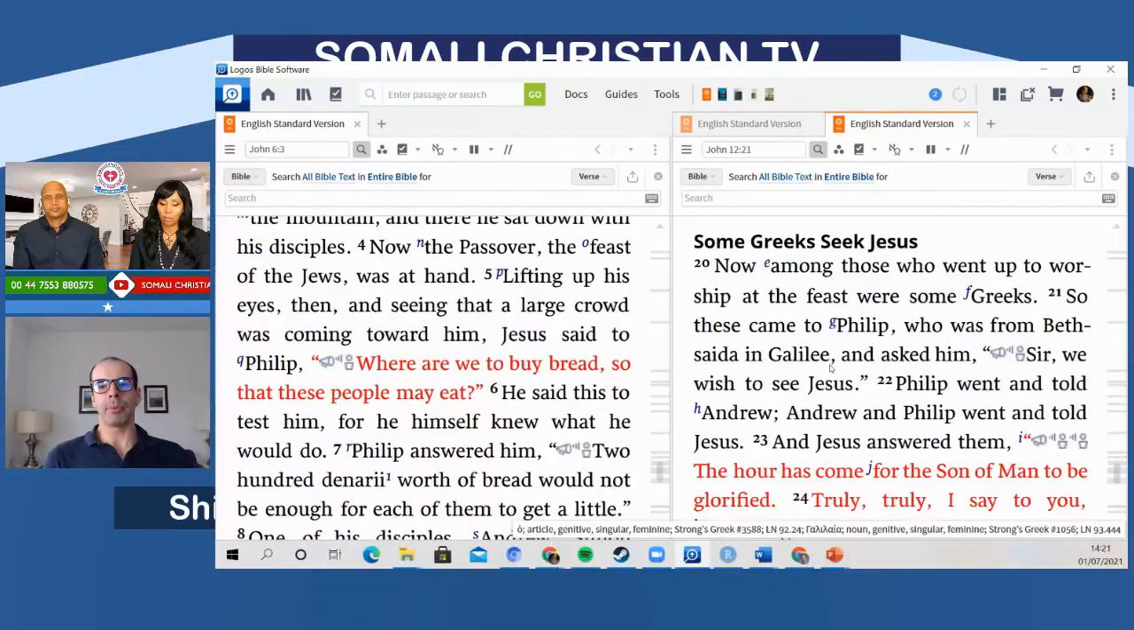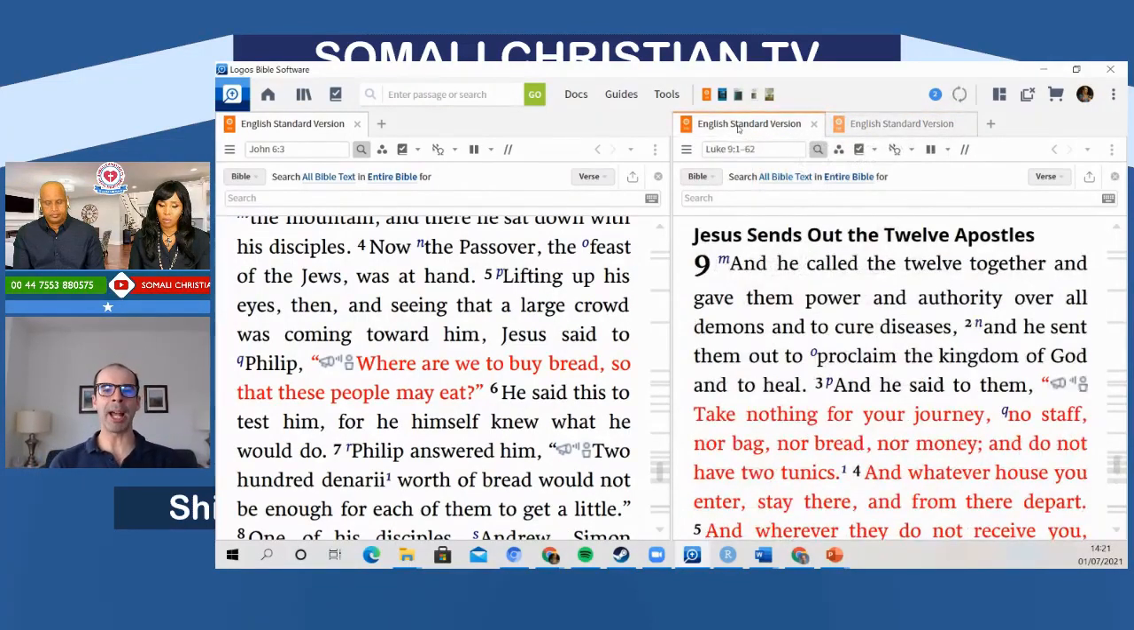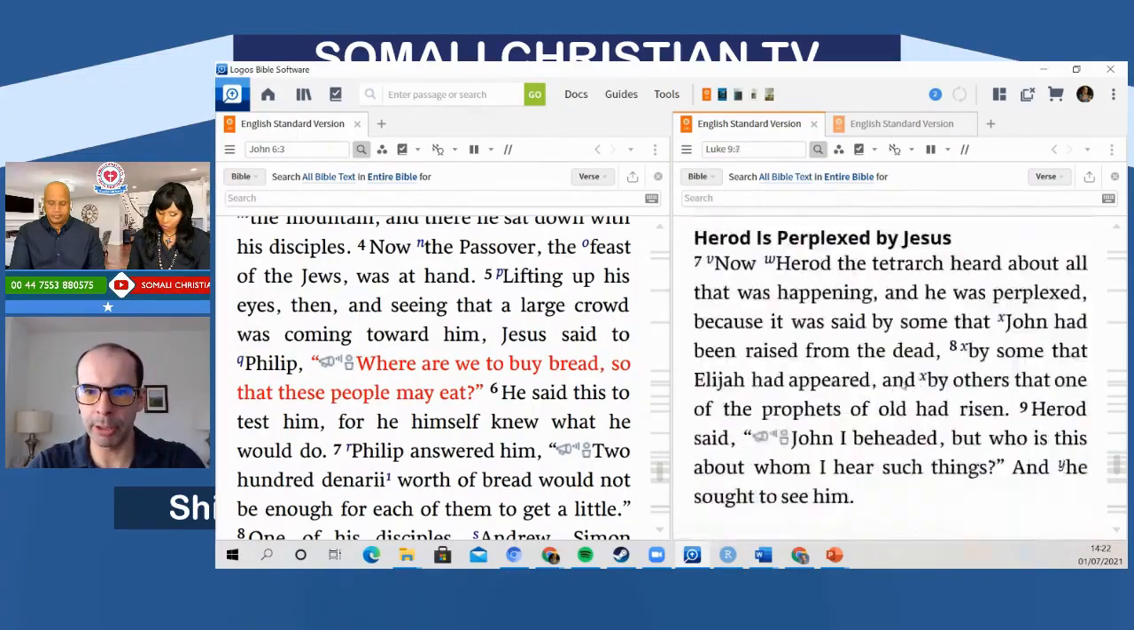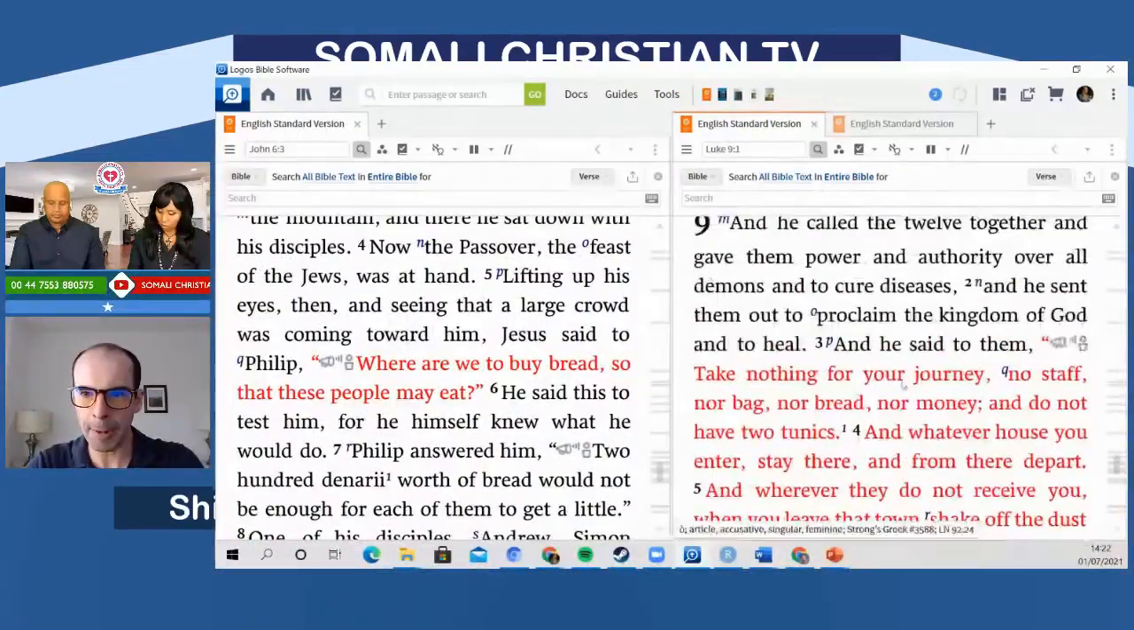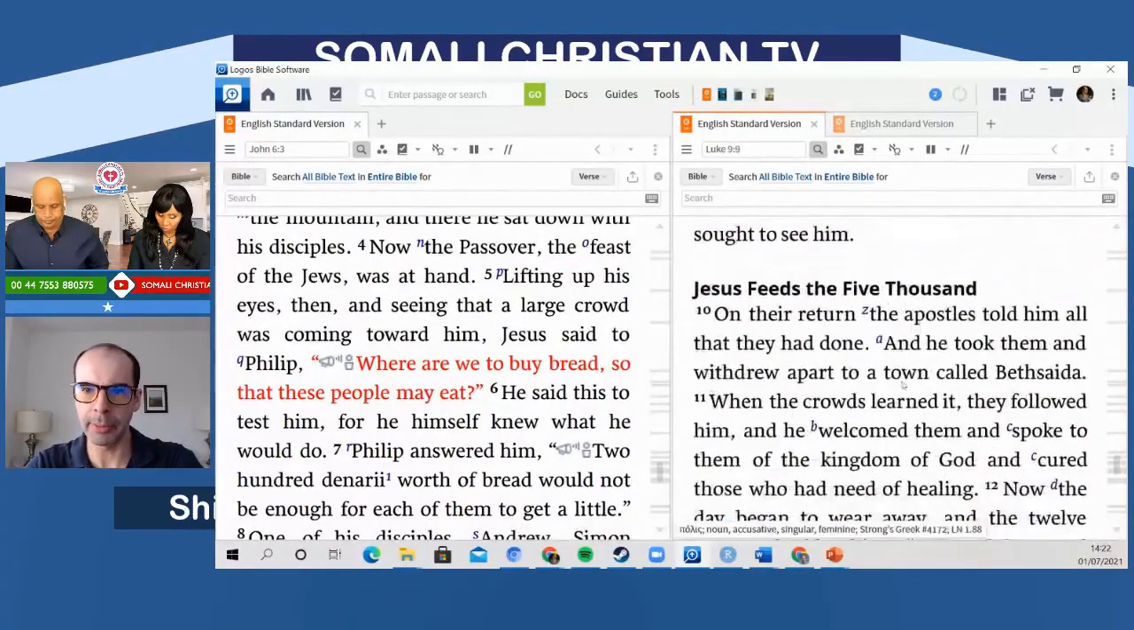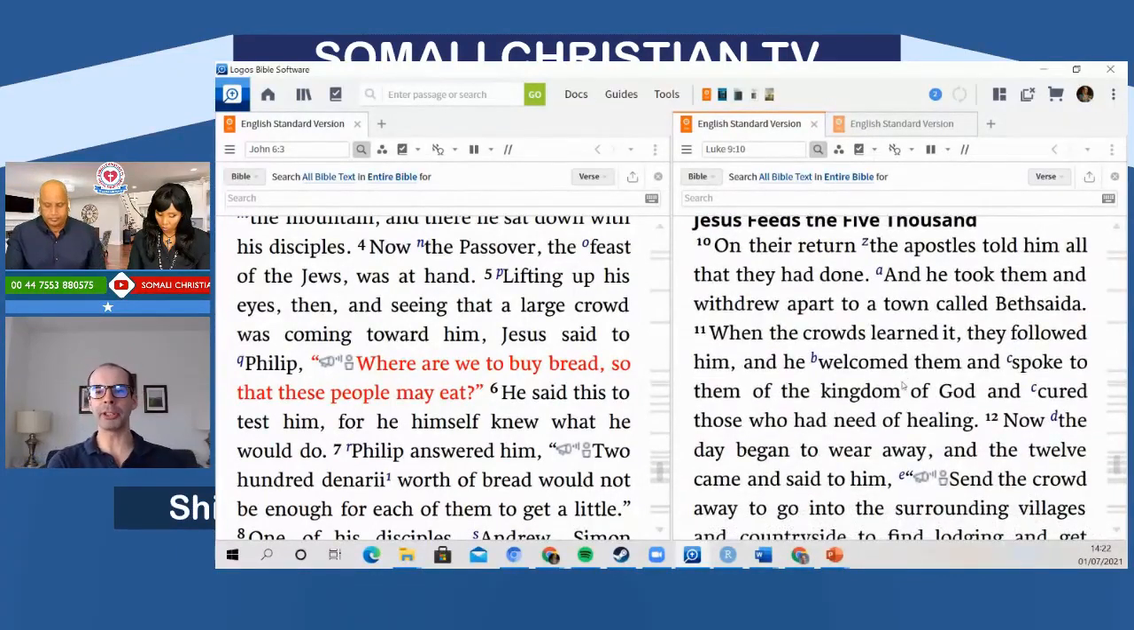Now, where was the feeding of the 5,000 taking place? Well, let's go over to Luke chapter 9. This is the parallel account of the feeding of the 5,000 according to Luke. By the way, the feeding of the 5,000 is the only miracle except the resurrection that's found in all four Gospels. In Luke chapter 9, verse 10: on their return, the apostles told him all they had done, and he took them and withdrew apart to a town called Bethsaida. So the event takes place in Bethsaida.